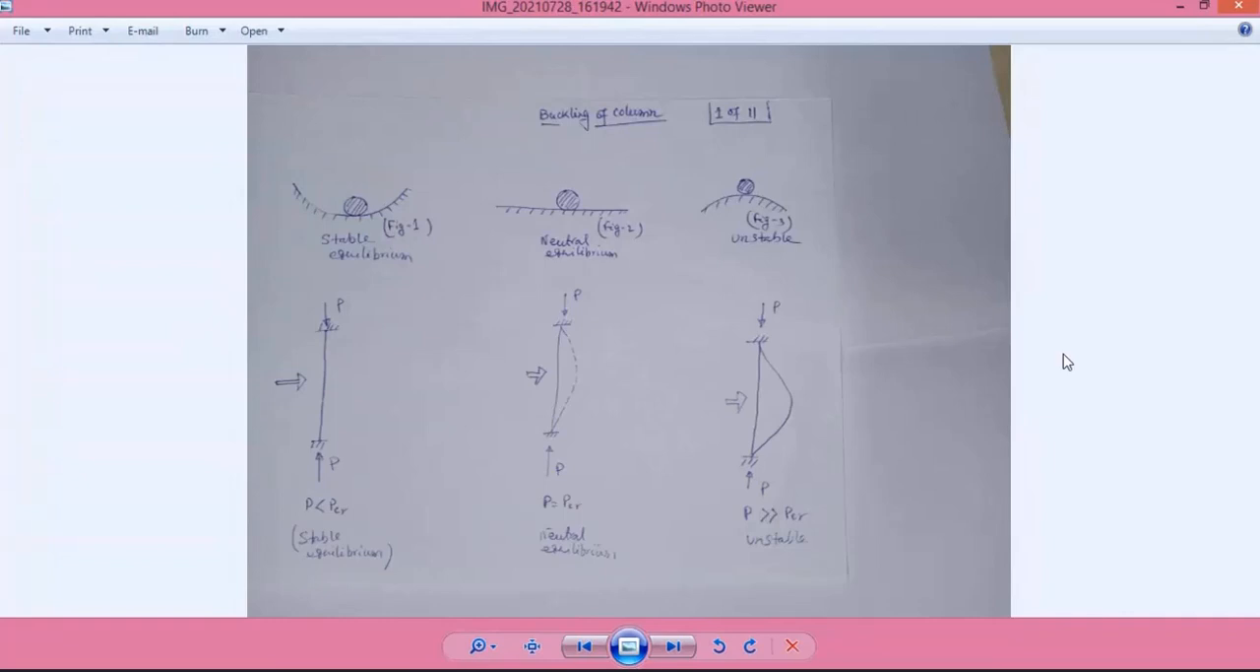Again, I repeat, a column is subjected to an increasing compressive force, and if we give some horizontal disturbance on the column and then remove this horizontal disturbance, the column will come to its initial position only when the value of P is less than a certain value. This certain value is P critical, PCR. If P is less than PCR, then only the column comes to its initial position.